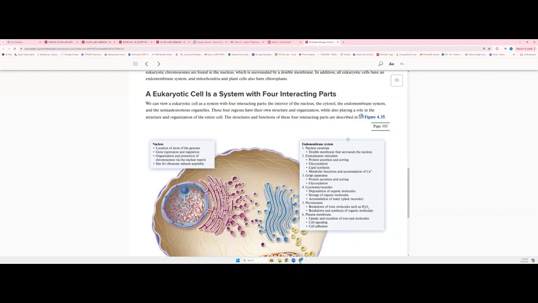The four parts are the nucleus, right? In the nucleus, they have DNA information. Then the cytosol, and then the endomembrane system, which is composed of different organelles, and then the other one called the semi-autonomous organelles. Good examples of these are the mitochondria and the chloroplast. So these four regions have different structures and organizations, so that determines that they have different functions.